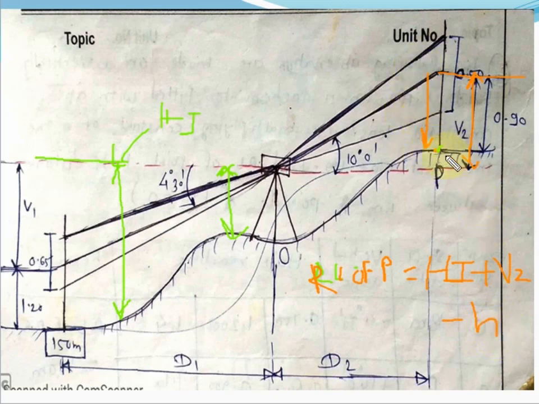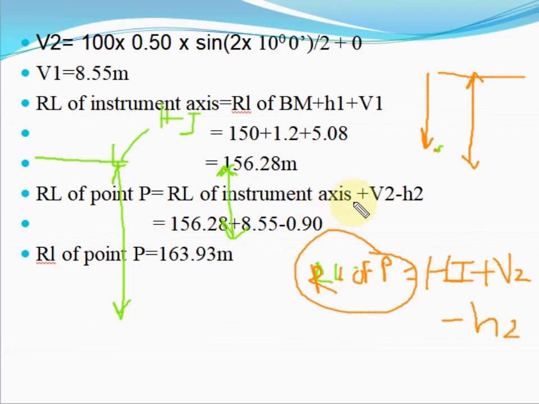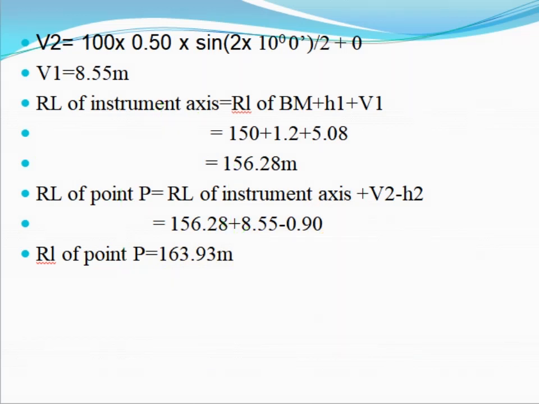Remember this, in this way you have to go. If you know the height of the instrument and have already calculated V2, H is nothing but this H, which is 0.9, H2, not H. So HI plus V2 minus H2 gives the RL of point P. The same formula is given here: RL of the instrument axis plus V2 minus H2. So already we know the values, and you get the RL of point P as 163.93 meters.